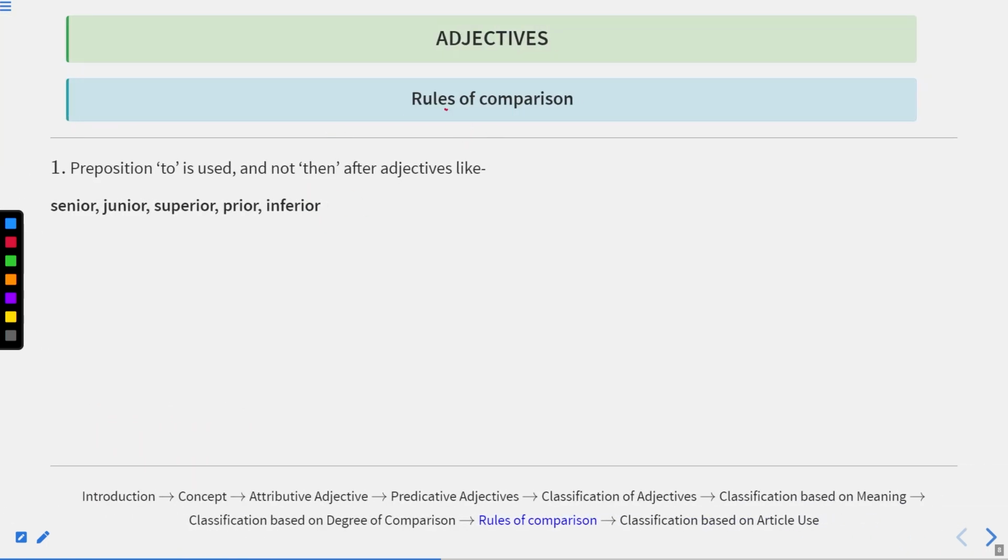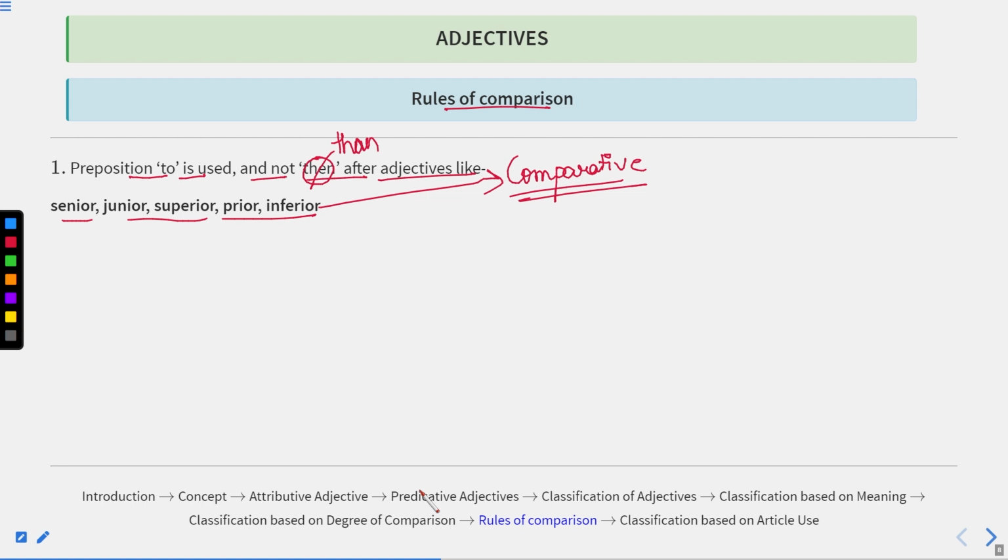Now, let us see some rules of comparison. First of all, the preposition "to" is used and not "than" after adjectives like these. When we talk about these, they are not actually comparative degrees, but comparative words. First of all, we have some comparative words. These are not degrees. Why so?